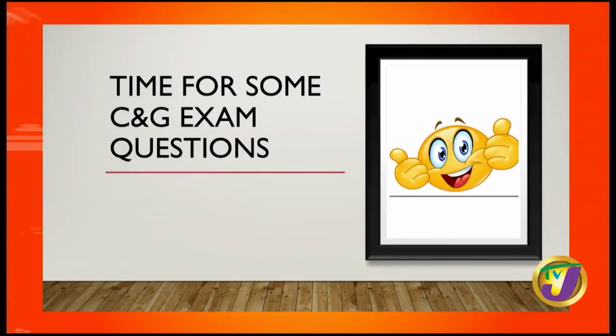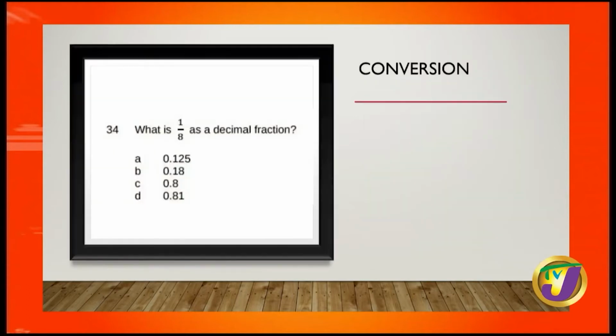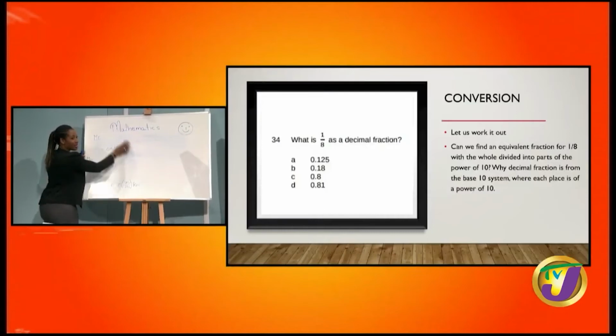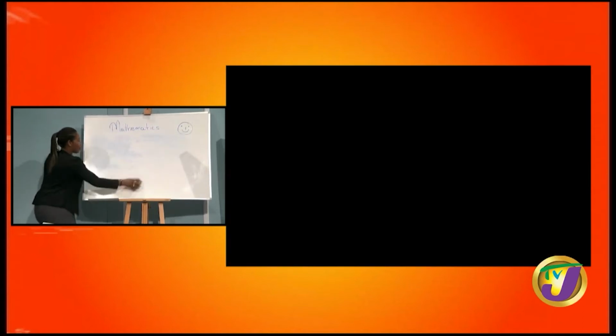Good. All right, so we're going to look at some actual exam papers that you would see on our City and Guilds paper. So the first item up, what is 1/8 as a decimal fraction? All right, so let us look at what we are going to do here. Can we find an equivalent fraction for 1/8 with the whole divided into parts of the power of 10? Now remember, we had done an example before, and we realized that an eighth is not a factor of 10, nor is it a factor of 100.